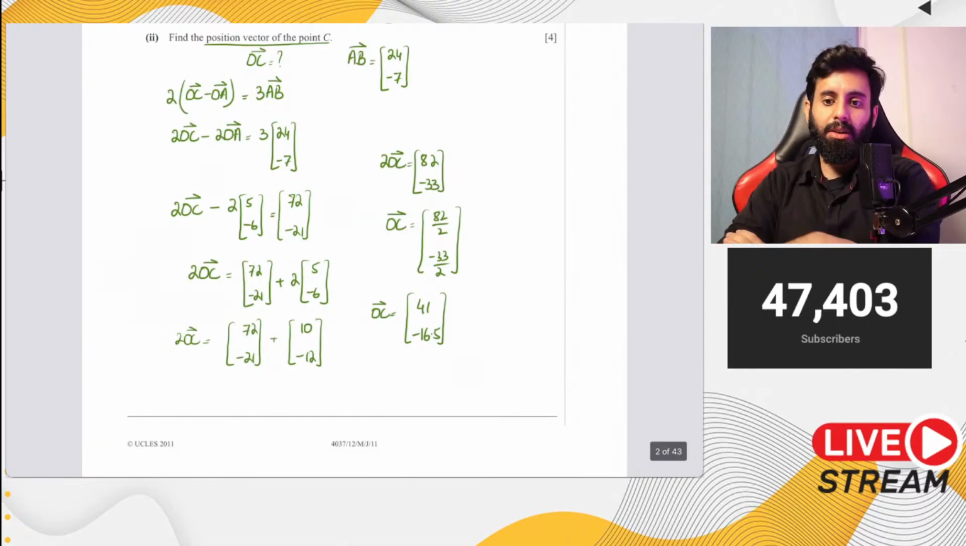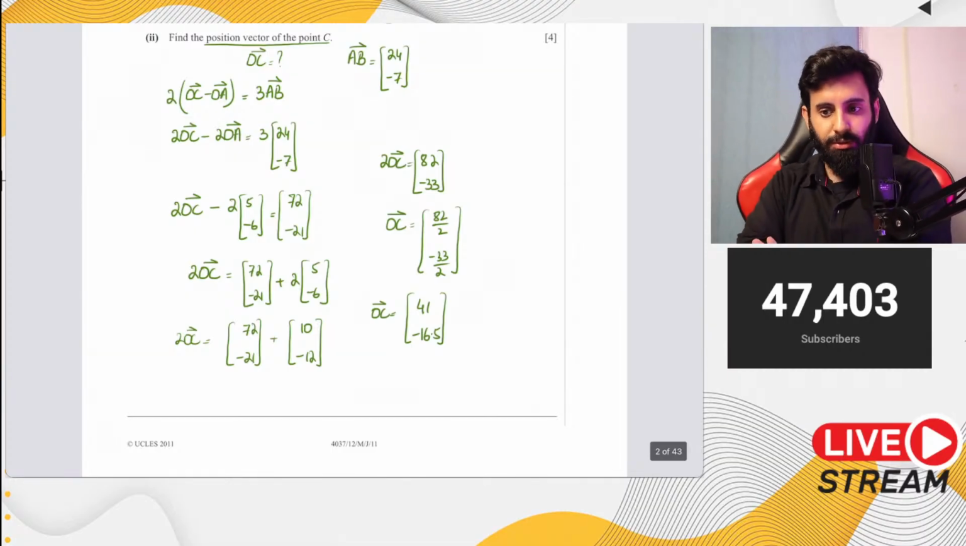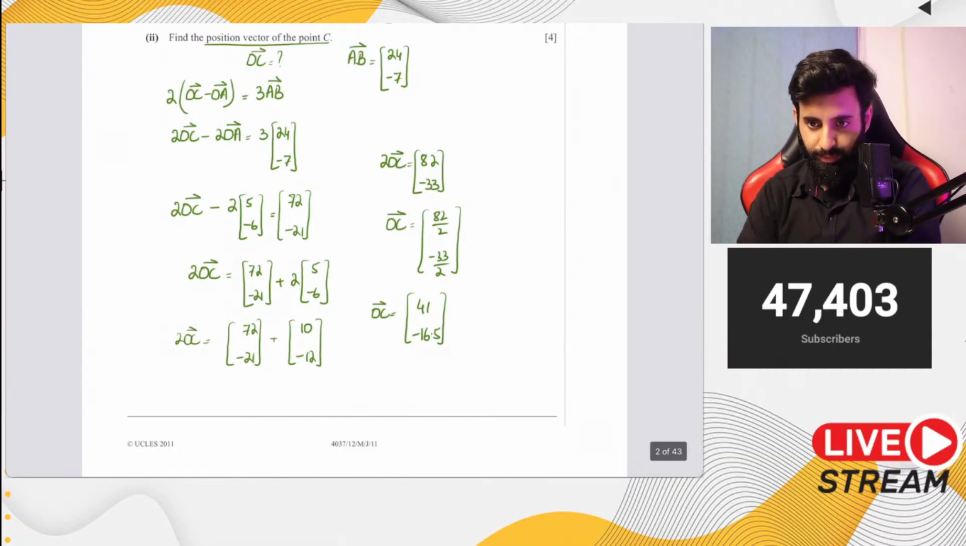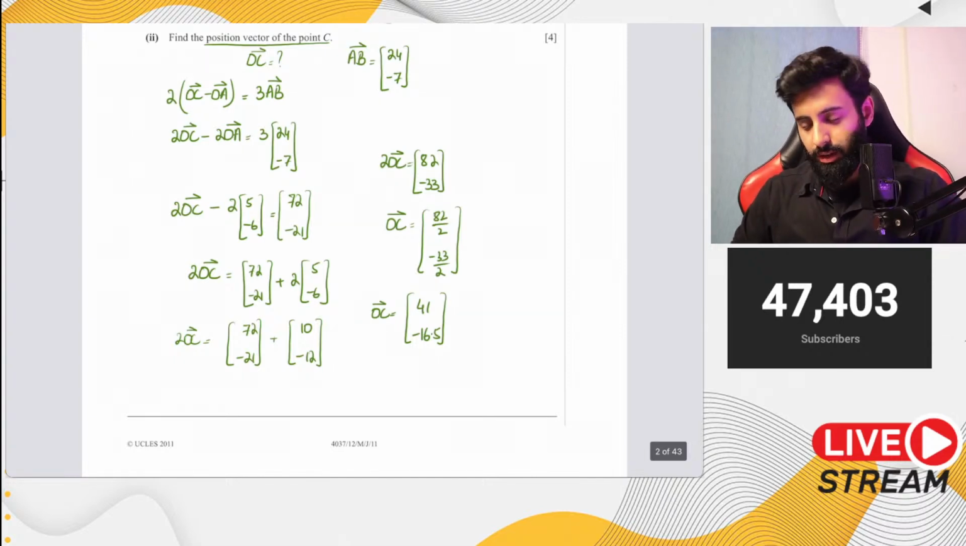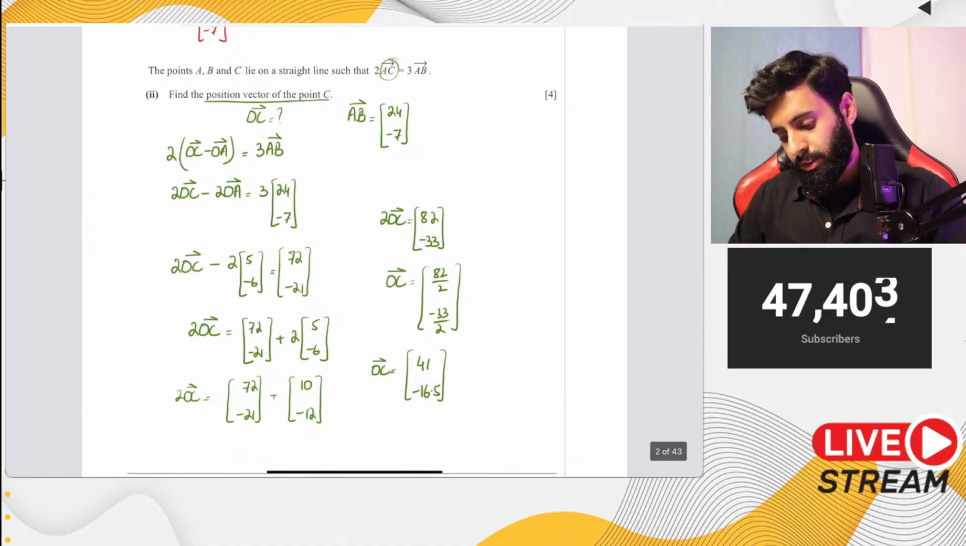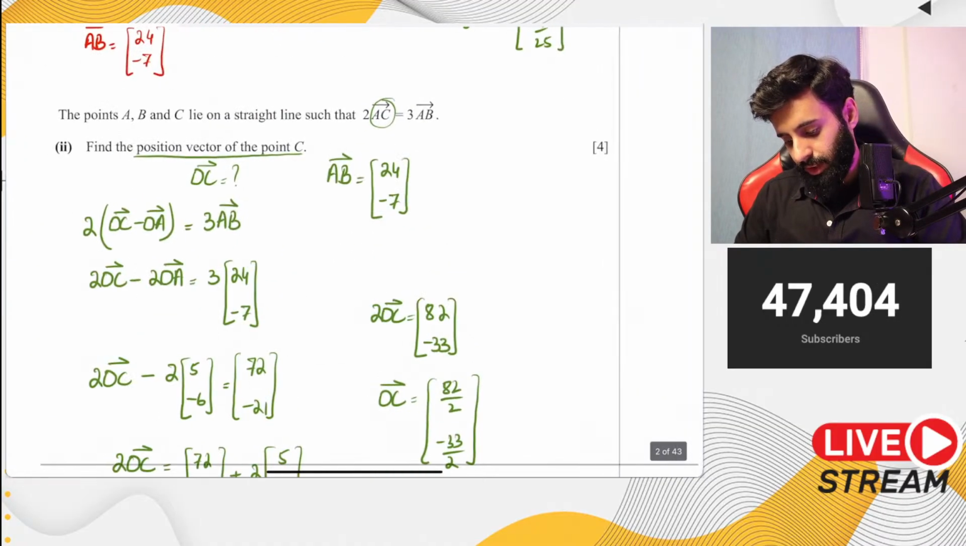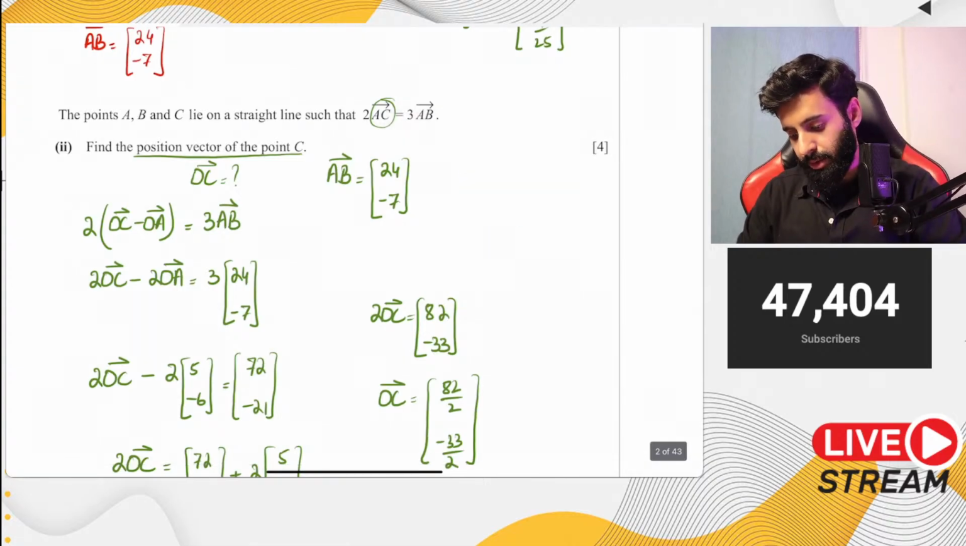Yes, finding the coordinates of the point is the same as finding the position vector. OC minus OA. Okay. So AC, remember subtraction of vectors. Remember how subtraction of vector works.